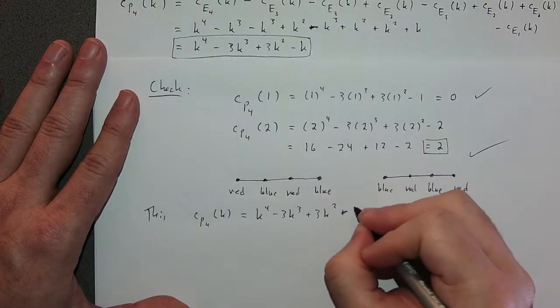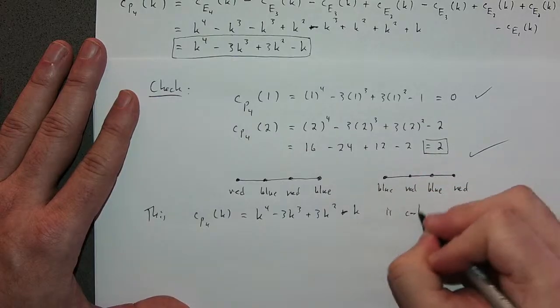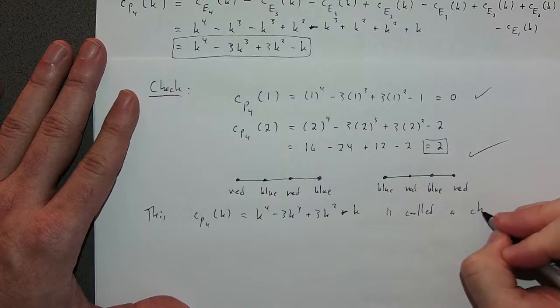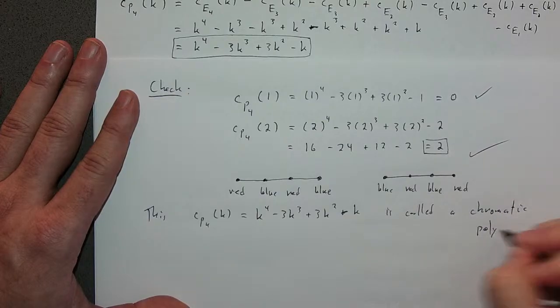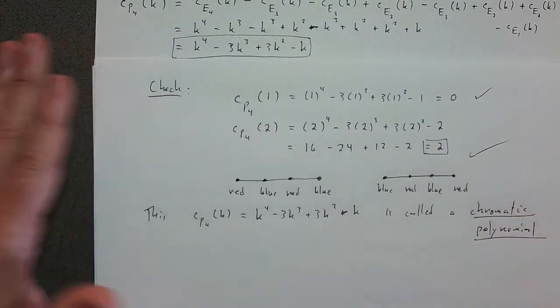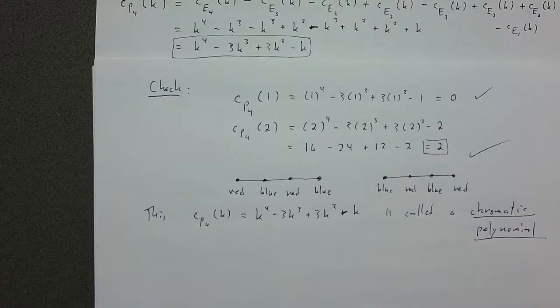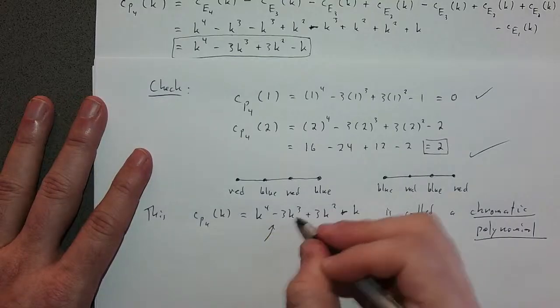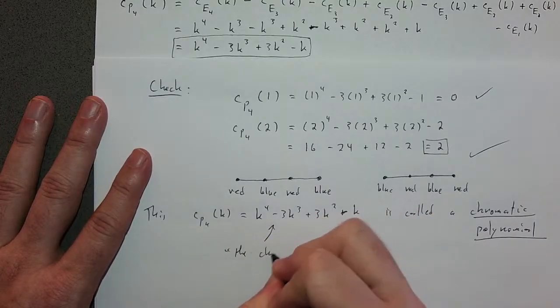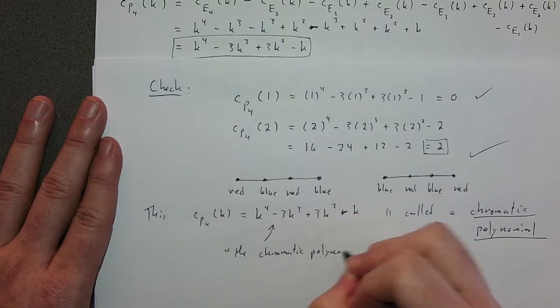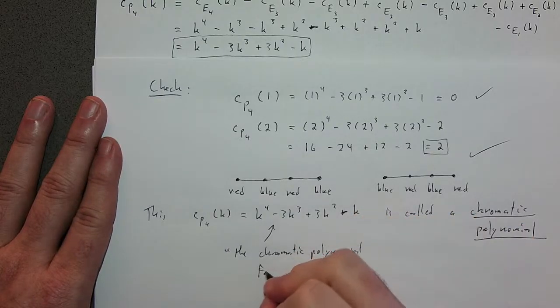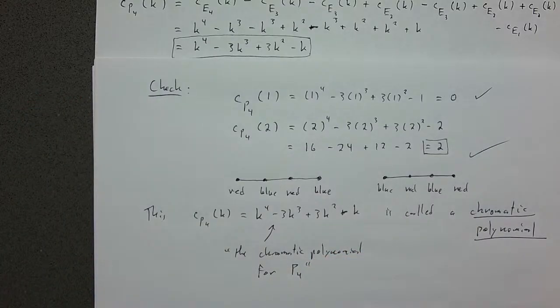Sorry, this is minus k. It's called a chromatic polynomial. And in this instance, it is the chromatic polynomial for P4. So I should say the chromatic polynomial for P sub 4.